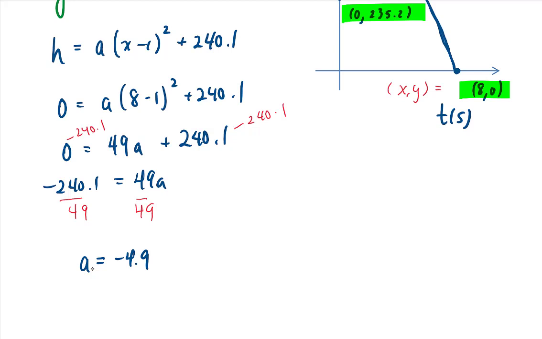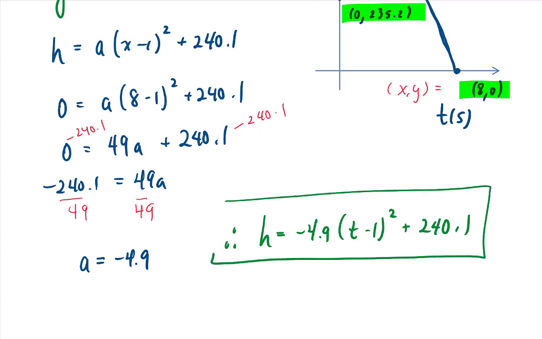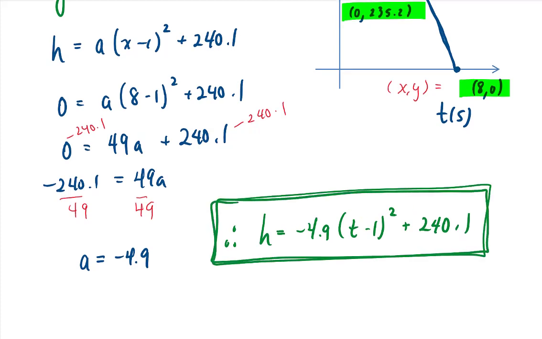So therefore, the equation for this parabola in vertex form that represents the path of the ball is h equals negative 4.9 (t minus 1) squared plus 240.1. Using this model, we can determine the height of the ball relative to the ground from any time from 0 to 8.